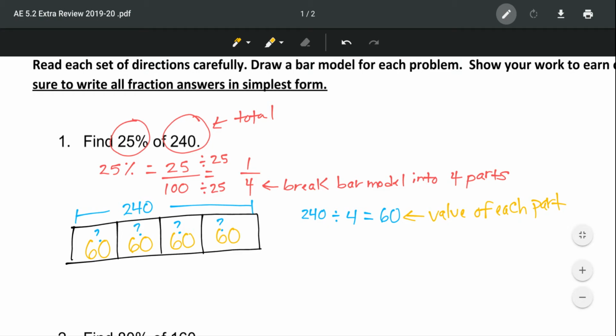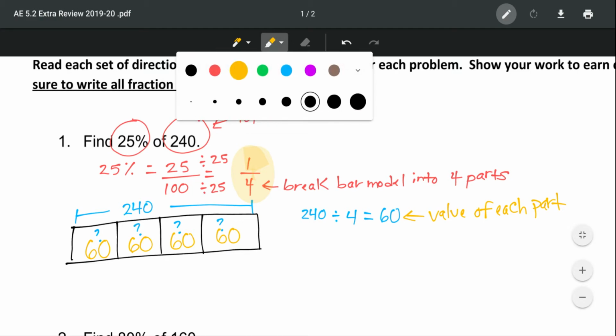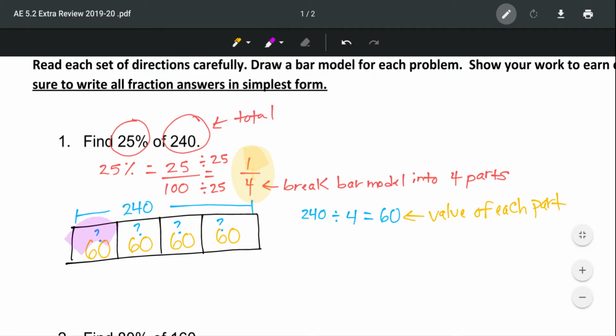Then we want to look at the value of 1/4 of our bar model. So 1 out of those 4 pieces. Here's 1 out of the 4 pieces. That represents the 25%, because that's 1/4. So 1/4 of 240 would be just 60. We would answer that 25% of 240 is 60. So basically 60 is our answer.